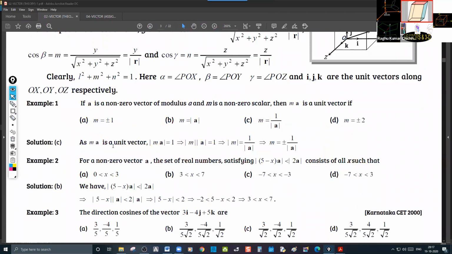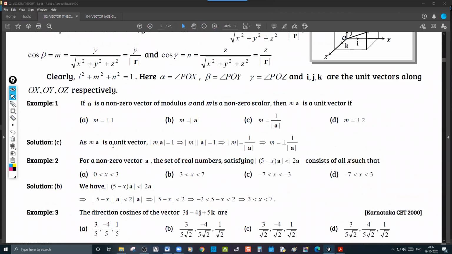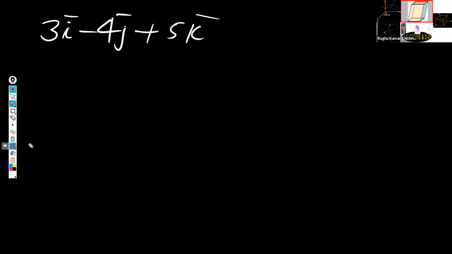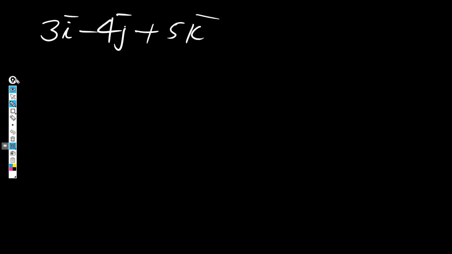And let us understand that option number B is important. What is option B? Now let us understand this. This is an important one. The direction cosines of 3i minus 4j plus 5k. First of all, understand what direction cosines are: OA, OB, OC.